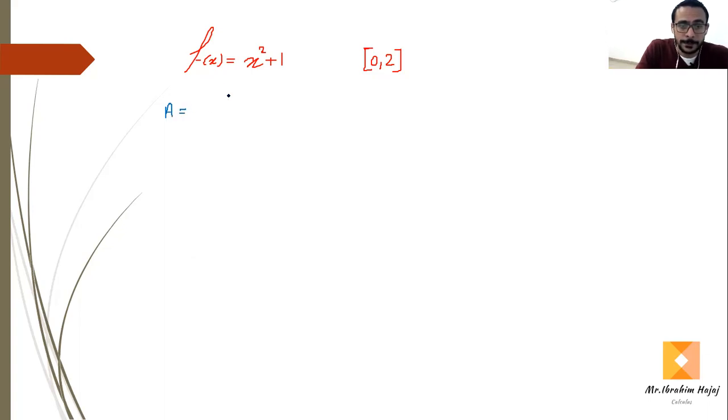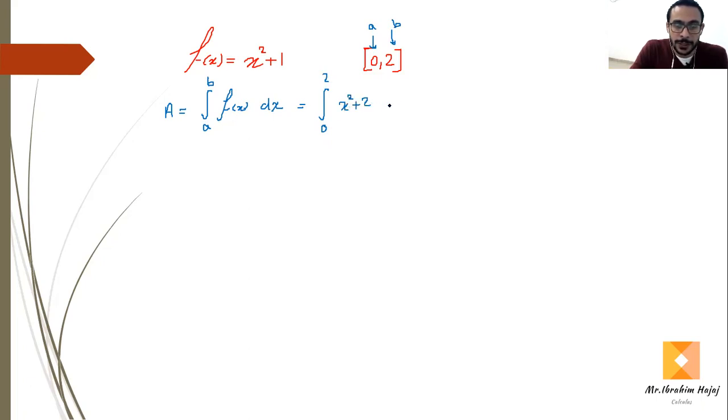So let's start first by finding the area by using this rule: A equals the integral from a to b of the function f of x dx. And this is the easy and simple way. So the integral here, the a is 0 and the b is 2. So from 0 to 2 here is my limits of integration of the function x squared plus 1.